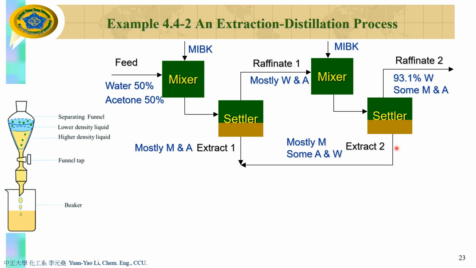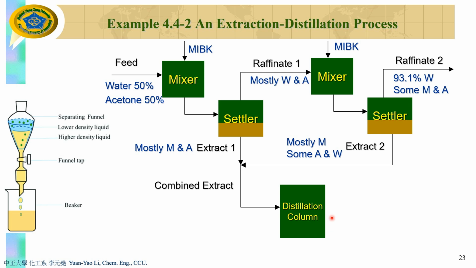Okay, and because here you got mostly MIBK and acetone in extract 1 and extract 2, so you mix this together. And then because this is MIBK and acetone, you can use a distillation column. You can use this later to separate MIBK and acetone, right? So this is called combined stream, combined extract. Mostly A in feed M. M stands for MIBK. A stands for acetone.